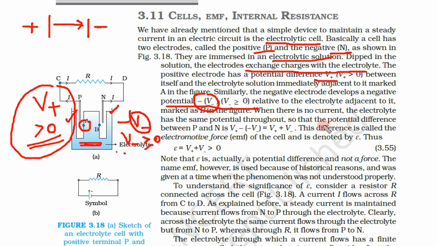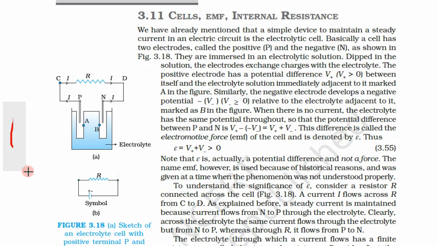Now total potential difference. What is the total potential difference between P and N? It is V positive minus V negative. For difference we take minus and again minus, so minus minus becomes plus. So this is V positive plus V negative. This is the total potential difference between these terminals.